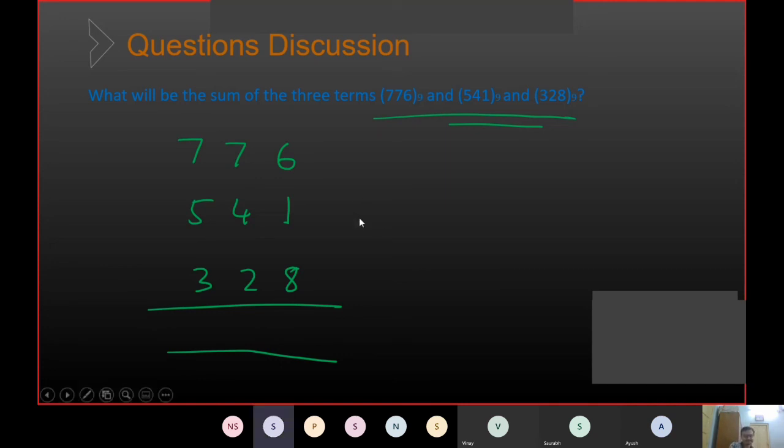Answers? 321. It's already 776 is one number, so it'll obviously be more than 776. 1756. You don't have G in base 9. 1756 is the answer. Okay, let's just try adding.